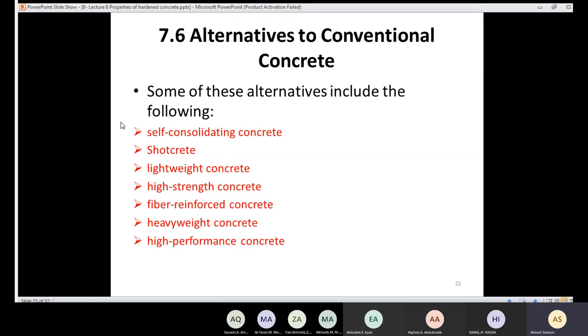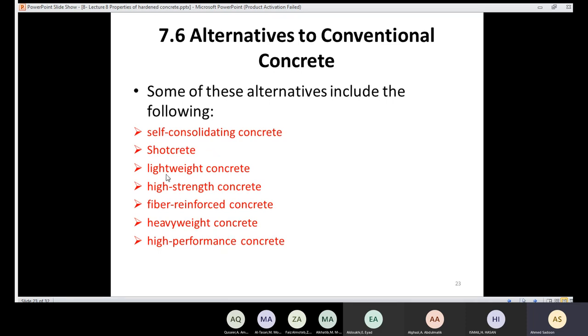Also, we have the shotcrete. Shotcrete is good for a situation where you want to cast concrete over tunnels. If you have a tunnel, for example, the shotcrete is going to be suitable for you.